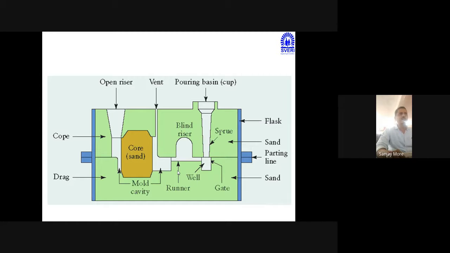Then give the heading open riser. Give the heading open riser here. This will be the cope molding box. This will be the drag molding box. In between, the parting line will be there, and this riser is open to the cope surface. That's why it's called an open riser.